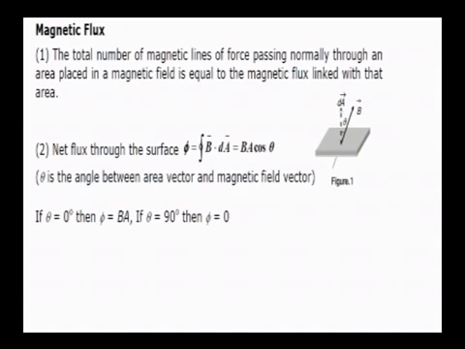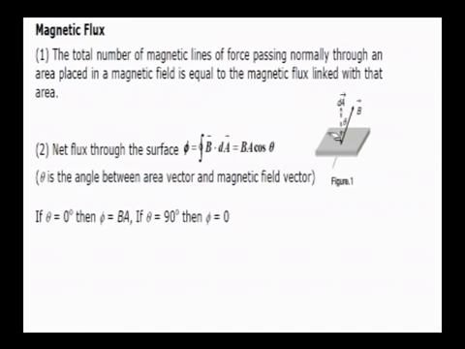Now, the first point: the total number of magnetic field lines passing normally through an area placed in a magnetic field is equal to the magnetic flux linked with that area. The mathematical equation: the net flux through the surface, phi, is equal to the surface integral of B dot A, which is equal to BA cos theta. Here theta is the angle between the area vector and the magnetic field.